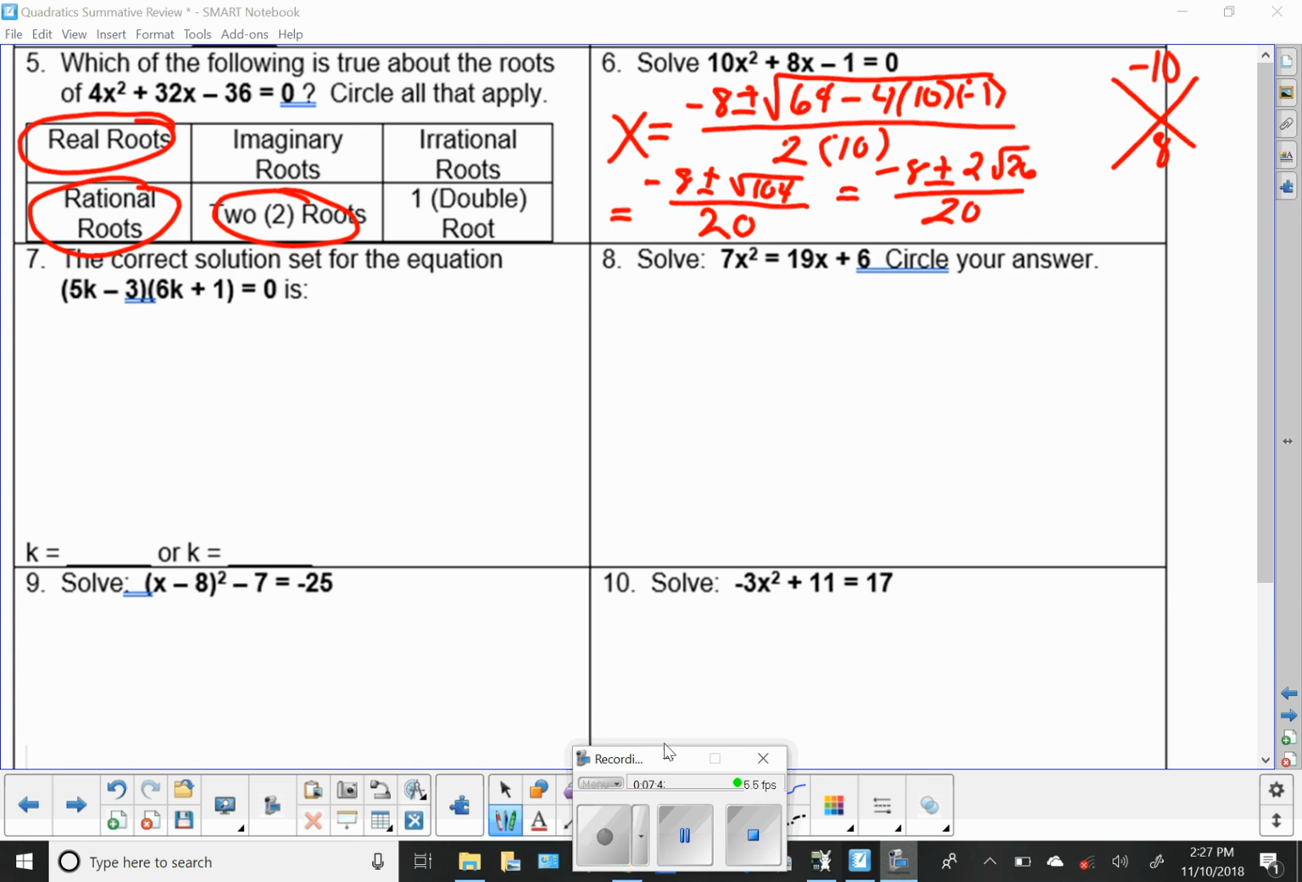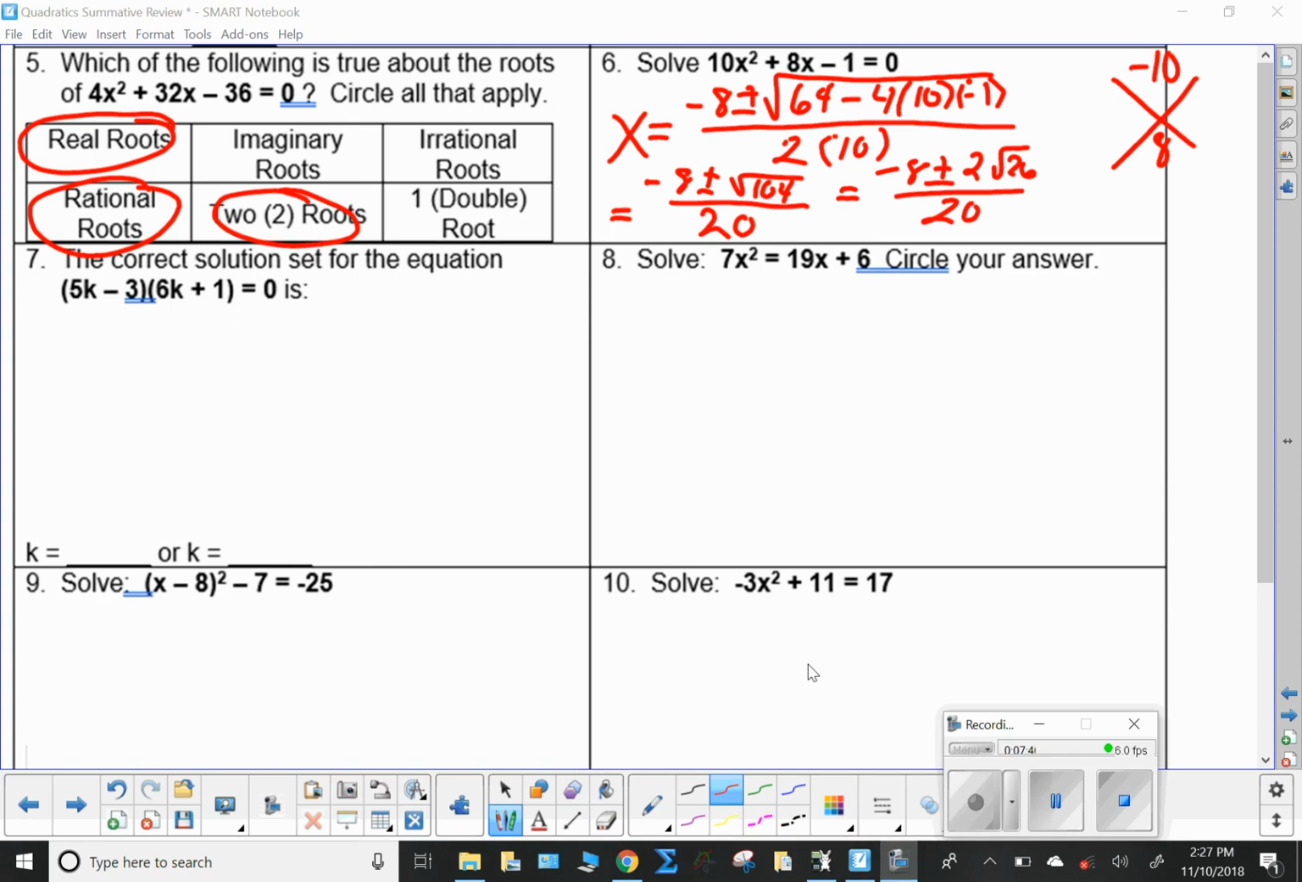At this point, I still need to simplify. So what I'm going to do is get rid of this. And then 2 goes into everything. So you get negative 4 plus or minus the square root of 26 all over 10. That's your answer. Oops, this is a negative. Okay? Now this next one is really easy.